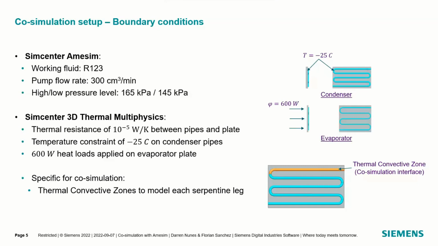And then to model the dissipation from the equipment, we applied the 600 watts heat loads on the evaporator plate. Then just specific words for co-simulation. So for doing co-simulation in SimCenter 3D thermal multiphysics, we use what we call thermal convective zones load, which is a specific boundary condition in SimCenter 3D. And we use those boundary conditions as a co-simulation interface.